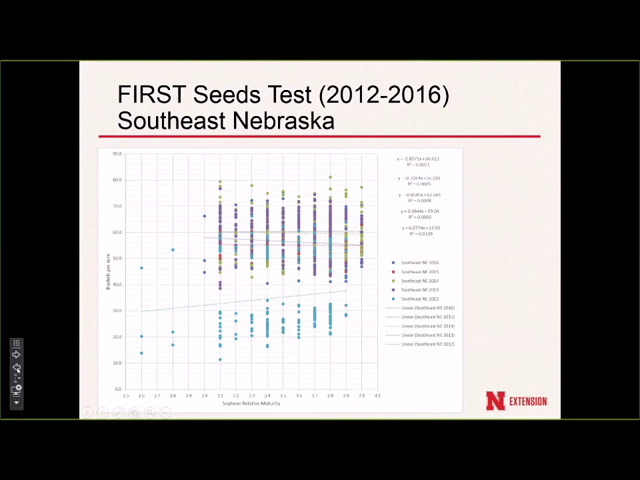Southeast Nebraska, kind of the same thing, not quite as clear, but here, different scale. We're actually starting at a 3.1 up to a 4.0 for Southeast Nebraska. Again, you look at these lines for all these years, 2016 through 2012, fairly flat. Other than, again, two locations in 2012.